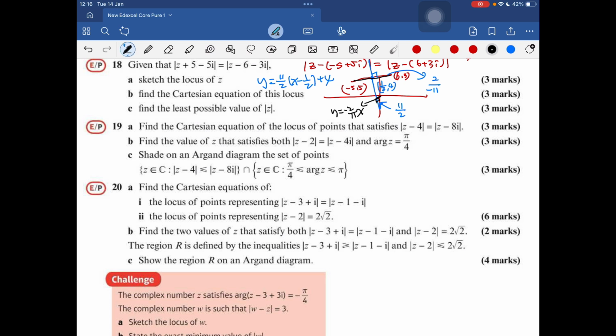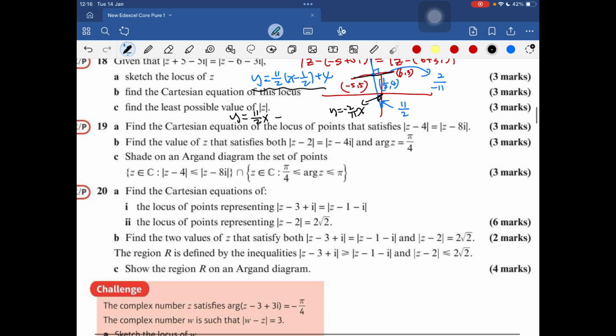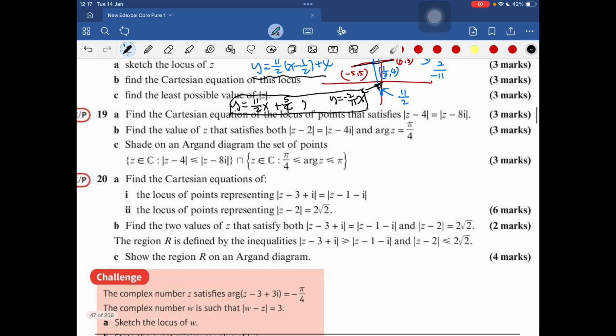And we can find the intersection with that here. Then y equals 11 over 2 x minus 11 over 4 plus 8 over 2, 16 over 4, so plus 5 over 4. This and this together. So you can solve the equation and find the coordinate here and find the distance. Number 19.